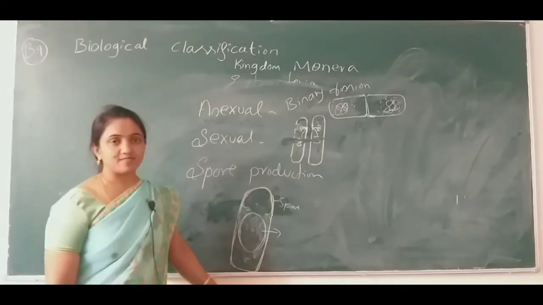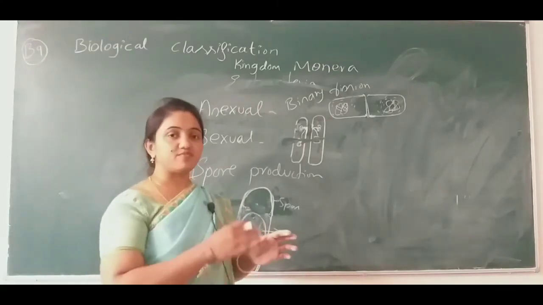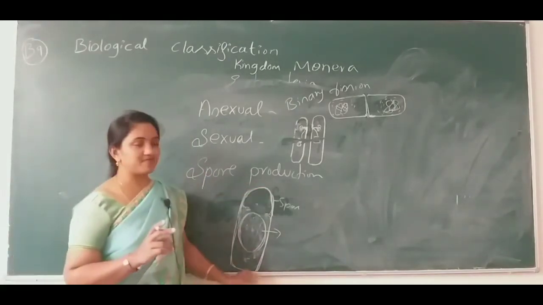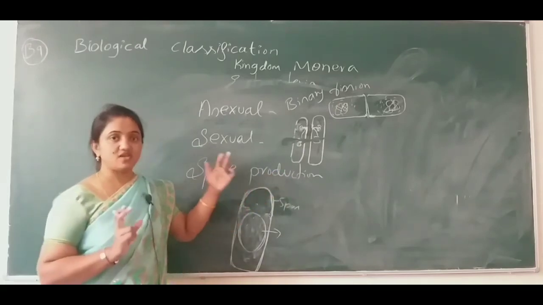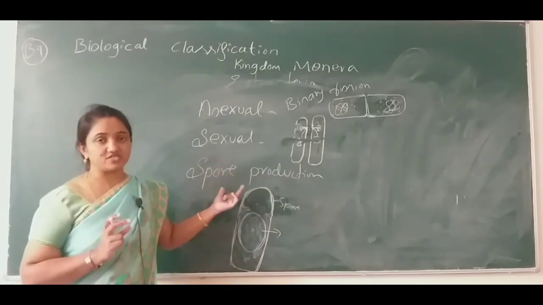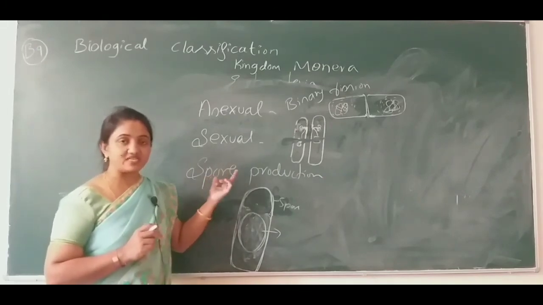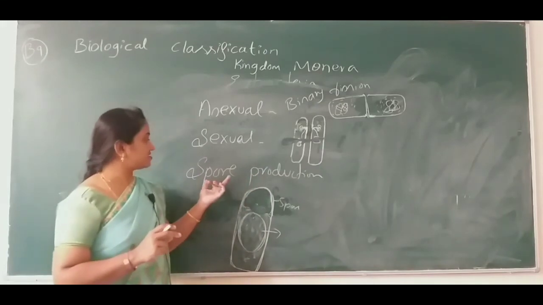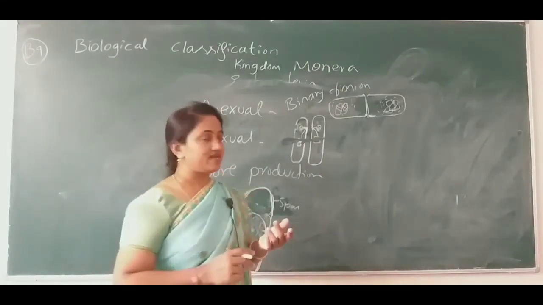Only one example I explained here. There are a number of different spore production examples, and the methods are different. Only the simple method I have taken here. In spore production, during unfavorable conditions the bacteria form spores, and when they reach favorable conditions, they release their spores, and the normal activity takes place.